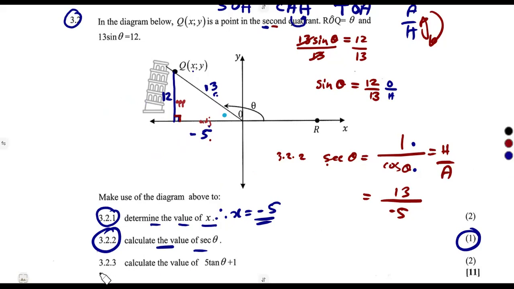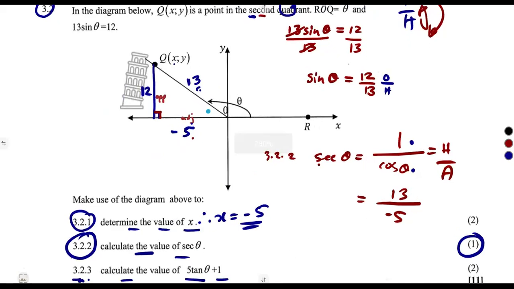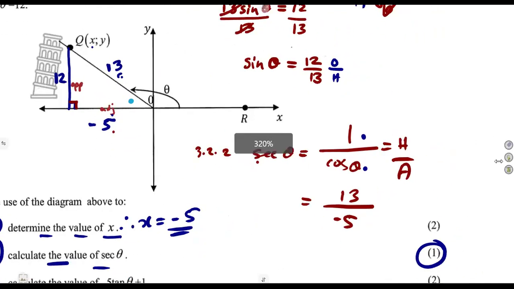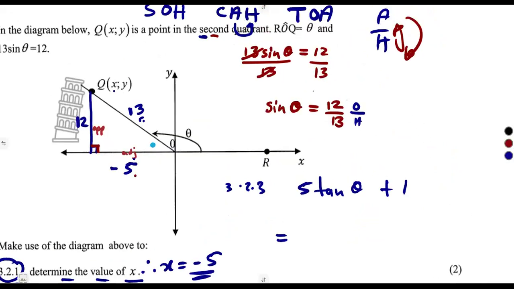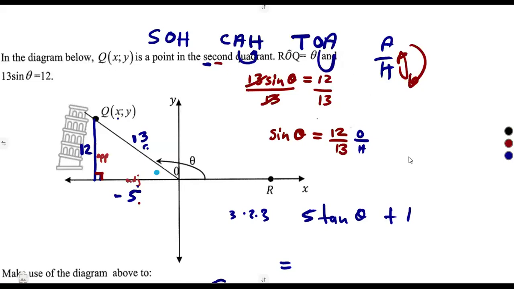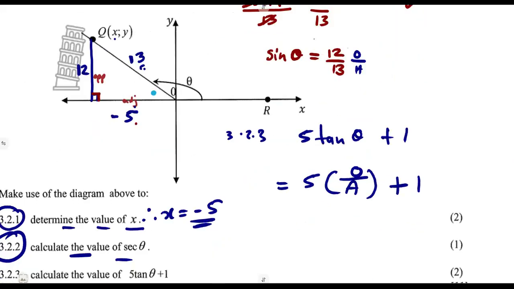Okay. Then 3.23, calculate the value of 5 tan theta plus 1. So it's just a matter of substituting them. Let's just substitute, guys. What is the tan? Tan represents opposite over adjacent. So that's 5 into opposite over adjacent. Whatever you have there, you're going to add 1. So you just have to substitute.